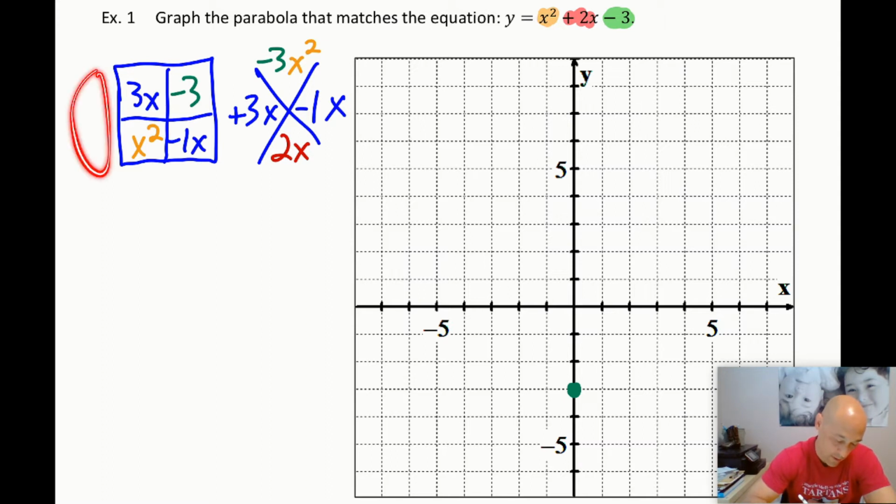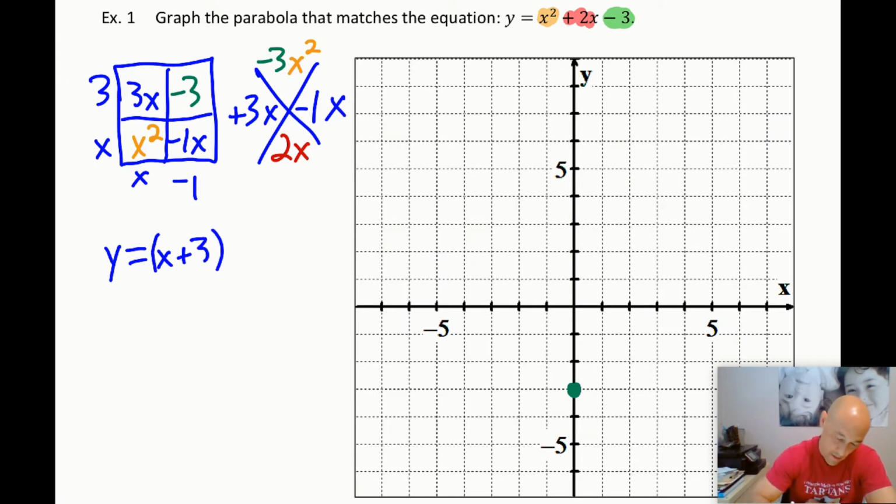And now we have to do the outside, the length and the width of the rectangle. x times x is x squared. x times what is 3x? x times 3 is 3x. x times what is -1x? -1. Is 3 times -1 equal to -3? Yes, great. That means that we can rewrite our original equation as y equals the quantity x plus 3, which I get right from there, times the quantity x minus 1, which I get right from there.